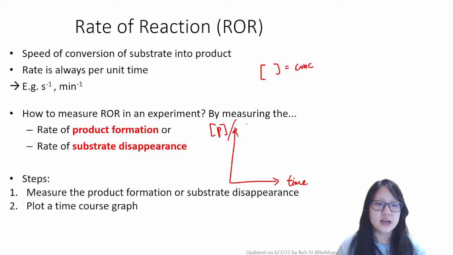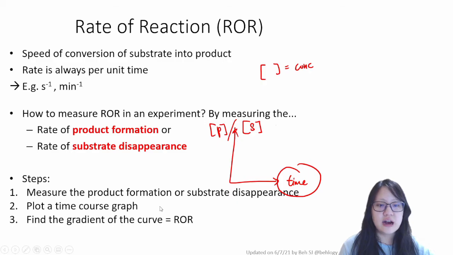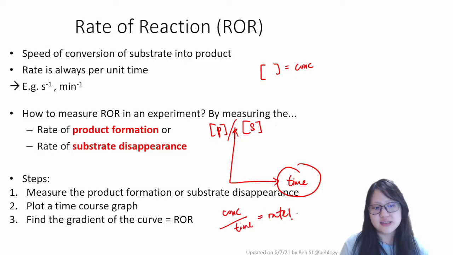The y-axis here can also be substrate concentration, or even enzyme-substrate complex concentration. But that's more rare. The one that is more common is product concentration or substrate concentration. But it's called a time course graph again because the x-axis is time. Now, after we plot this time course graph, then we can find the gradient. If we find the gradient, this means we are dividing some concentration by time. This would give us the rate.